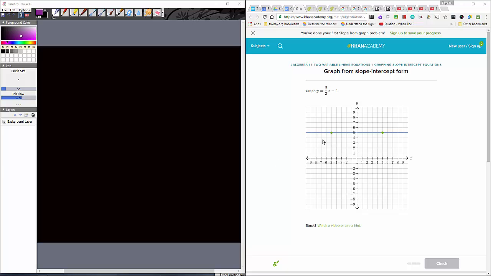Alright, so this one here is a challenge problem. I have not really showed you how to do this, and this is something that we'll be going to later on in the year, but I figure why not try it today. So first of all, I have my equation. What I have here is y = 2/3x - 4.